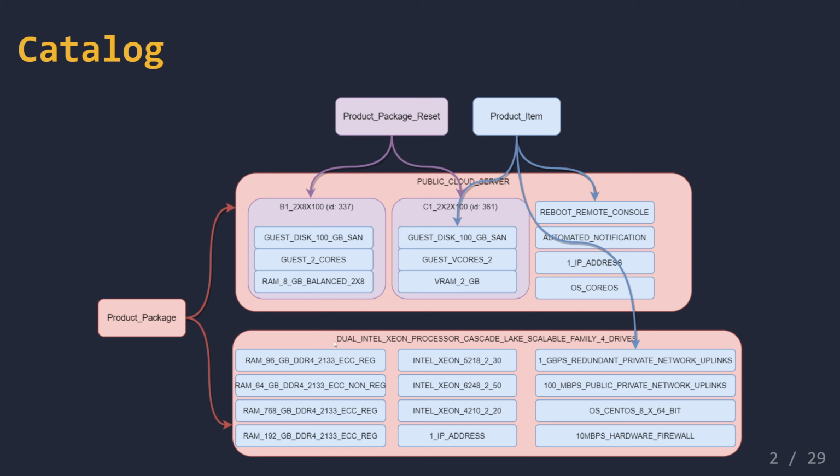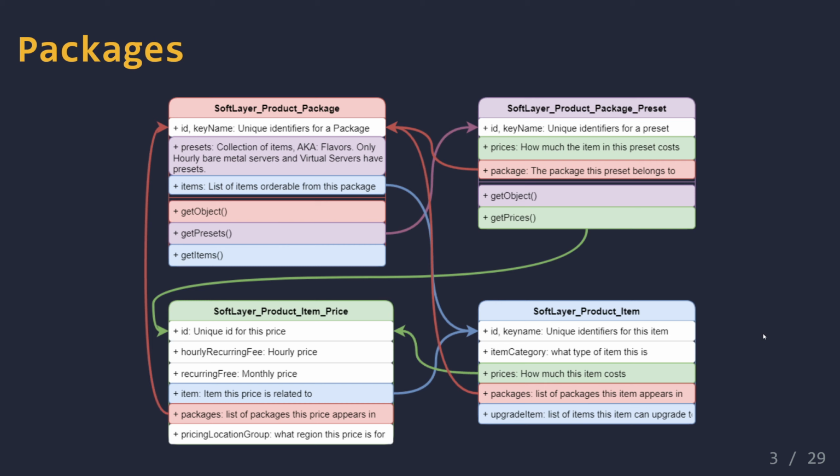The hardware server package, and this is one of many, is essentially the same thing, but it doesn't have any presets here. So here you would select a RAM item, a processor item, and any of the other items that you need in your package, group them all together, and put your order in. And so that's how it's all laid out conceptually. And here's how all of these objects relate to each other.